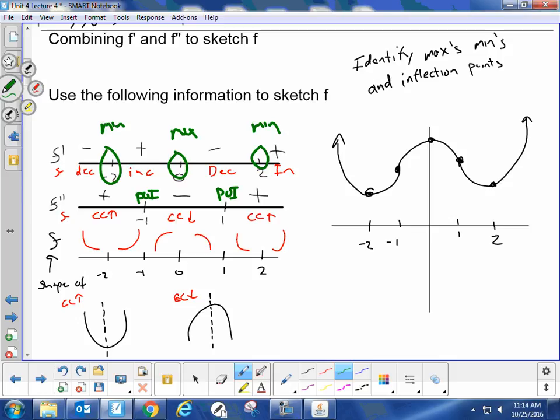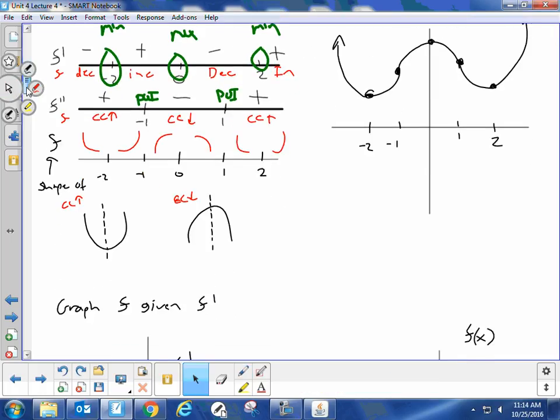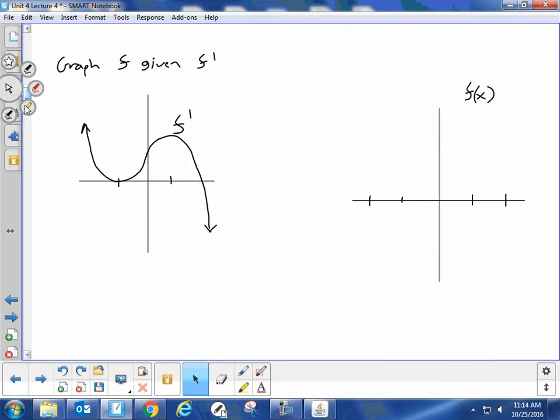But we at least can do a general accurate shape of F. And I can do the same thing. Now, this is easy because I gave you the signs of F prime and F double prime. I can give you the graph of F prime and ask you to sketch an accurate graph of F, at least an accurate shape of F.